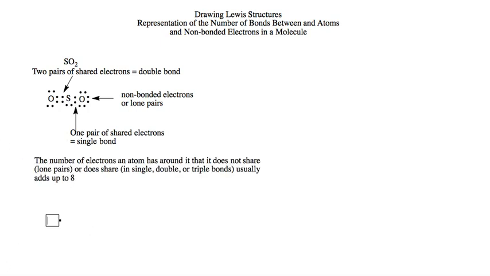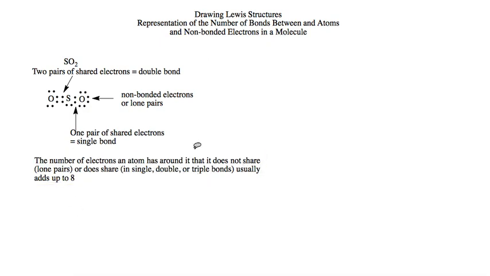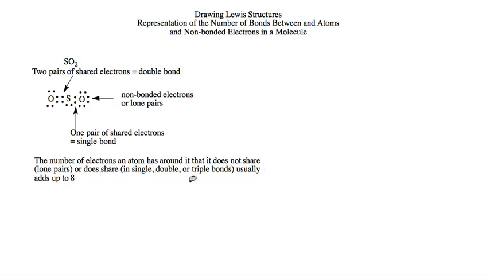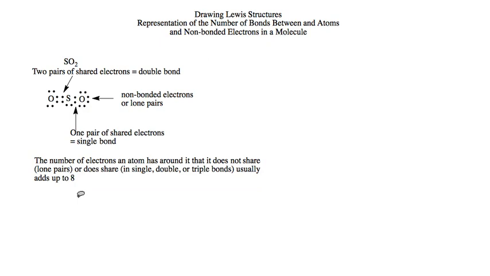So if we summarize that, we can say that the number of electrons an atom has around it that it does not share, the lone pairs, or does share in single, double, or not applicable for this molecule, but triple bonds usually adds up to 8. There are some exceptions to that. We're not going to worry about those exceptions right now.